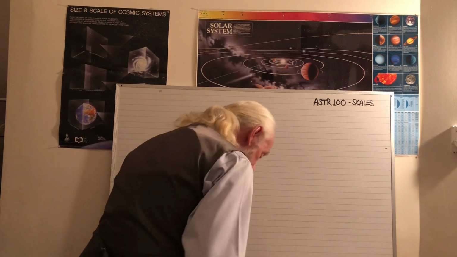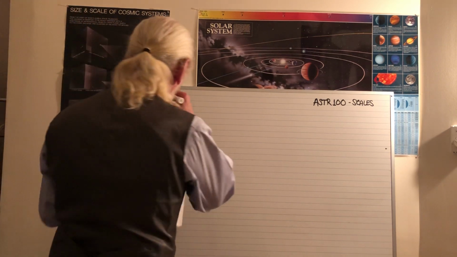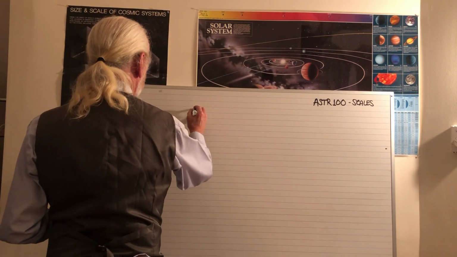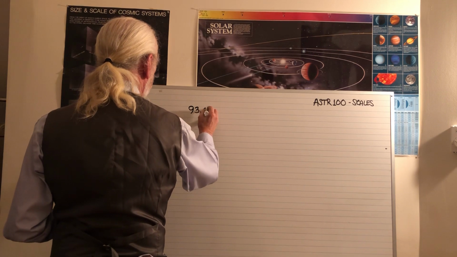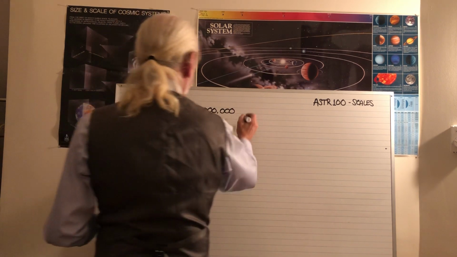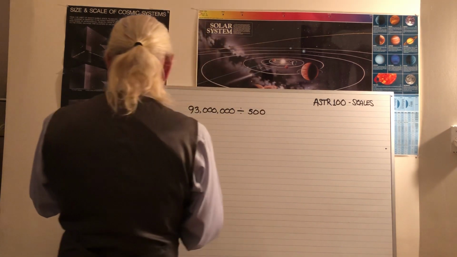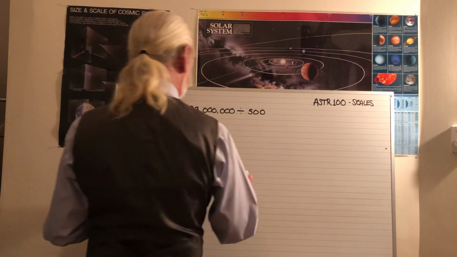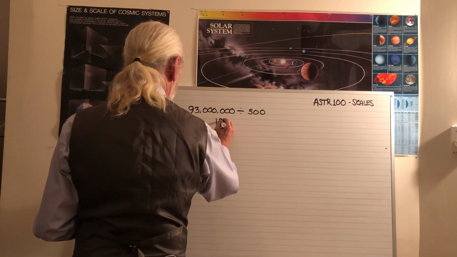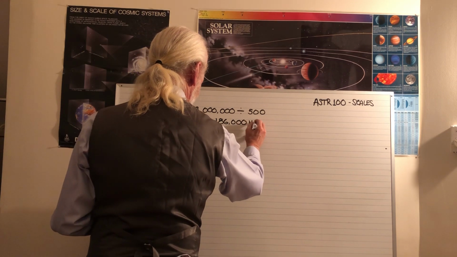So, let's say that a commercial jet averages something like 500 miles per hour. So, 93 million miles divided by 500. Oh, that's going to get us to the sun in 186,000 hours. Which means nothing to me.